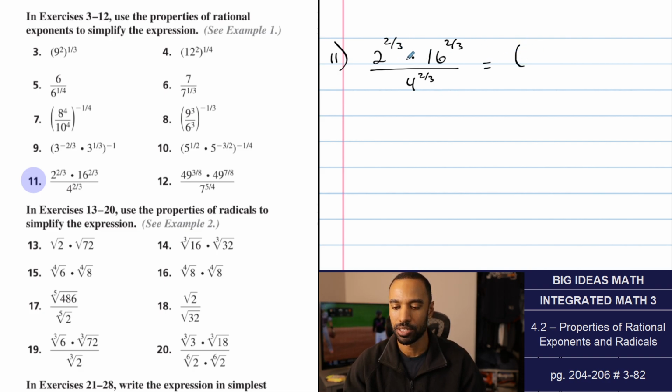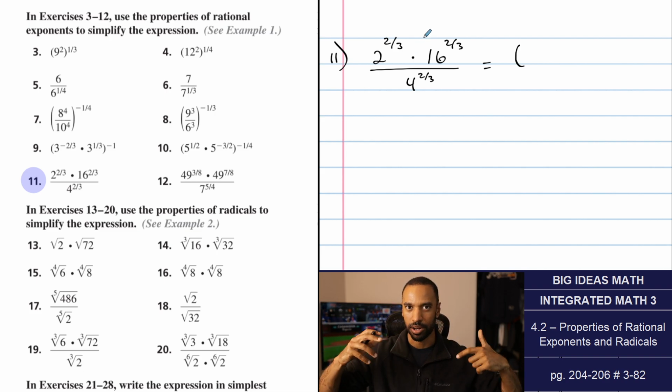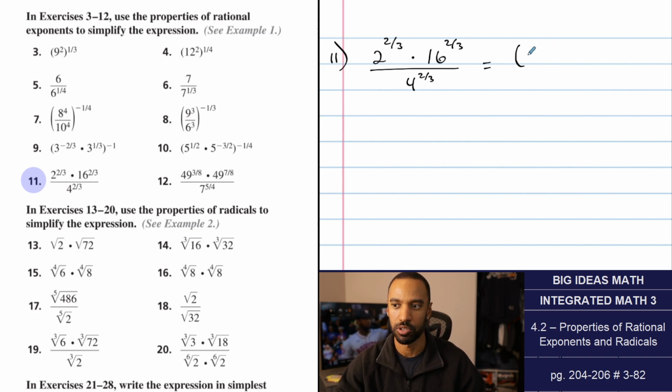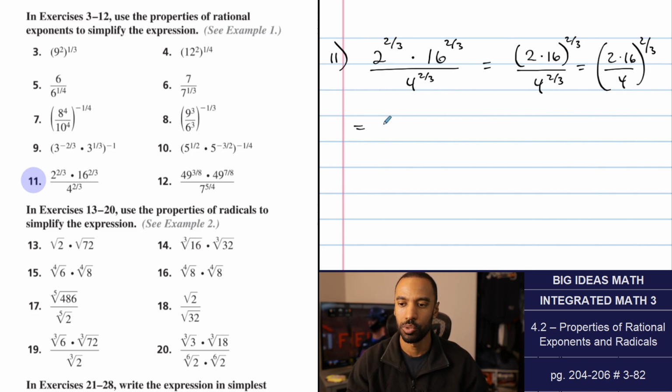A power of a product can be split into a product of 2 powers. Because it's a product of 2 powers, it can be merged into a product raised to that power like that. And because this quotient is also raised to that same power, you can write them all as one single thing raised to that power. So here's probably the book's version of what I would do. 2 times 16 is 32, and 32 over 4 is 8. So you get 8 to the 2/3 power.